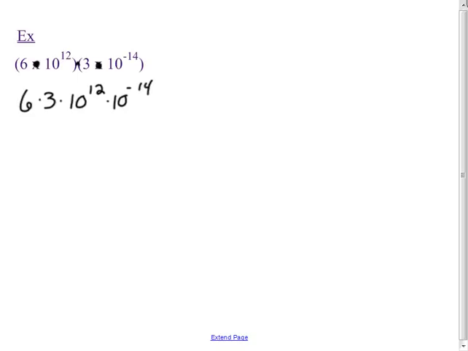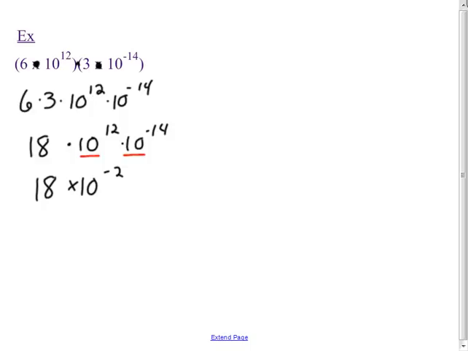It's just multiplication. So I'm going to multiply those numbers together. The 6 times the 3, well, that's just 18. Times 10 to the 12th times 10 to the negative 14. So I'm multiplying, and bases are the same. So what do you do with exponents? Add them. So it's 18 times 10 to the negative second.